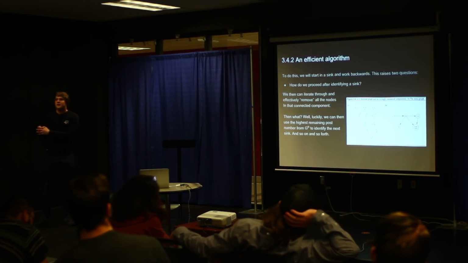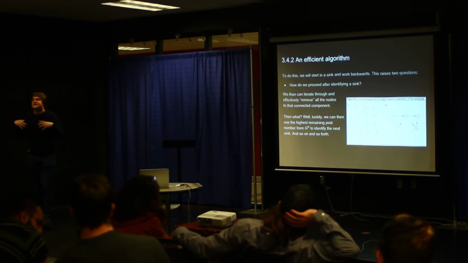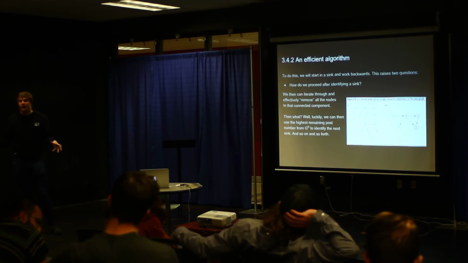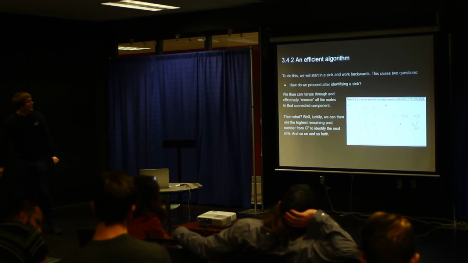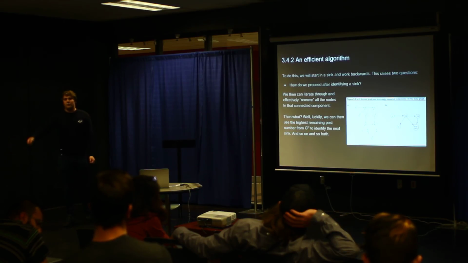Basically we're going to want to do this the exact same way as we did the first one. So we grab the next highest remaining post number from the reverse of the graph to identify it, and then go forward with that. A little hard to wrap your mind around, I know, but basically you iterate.